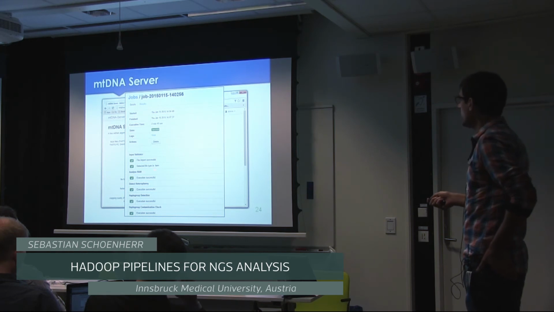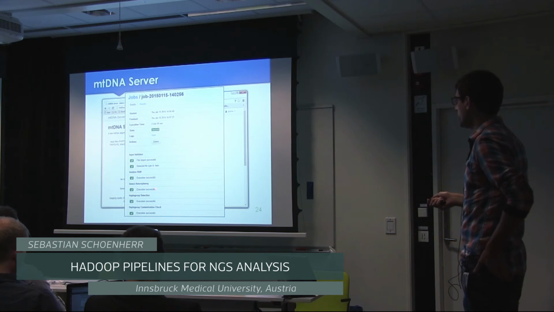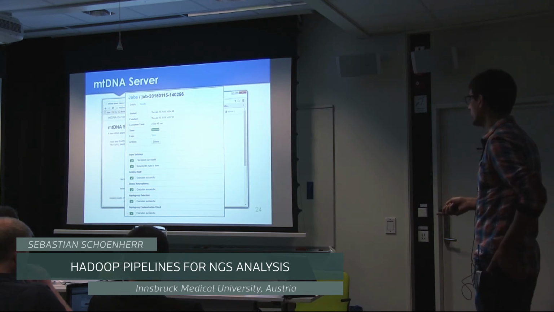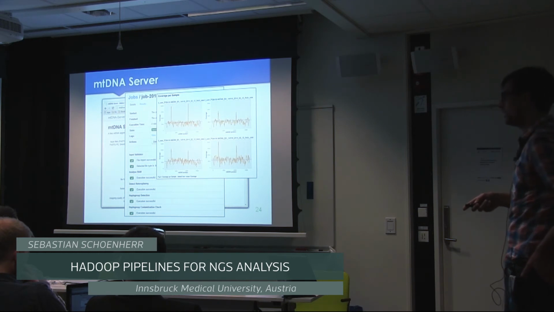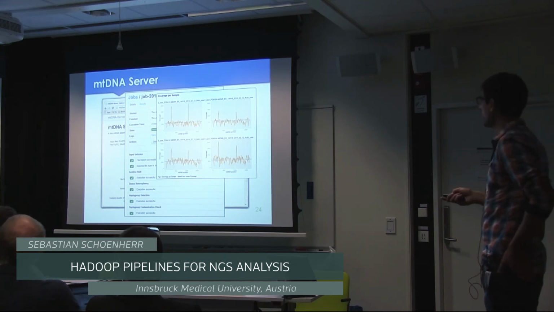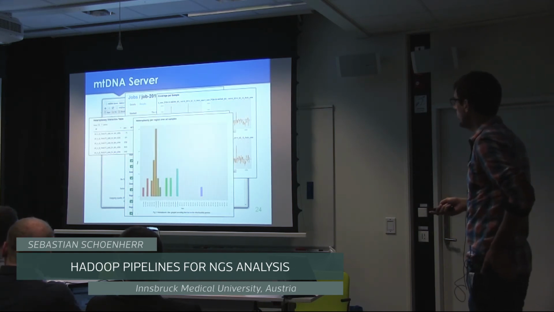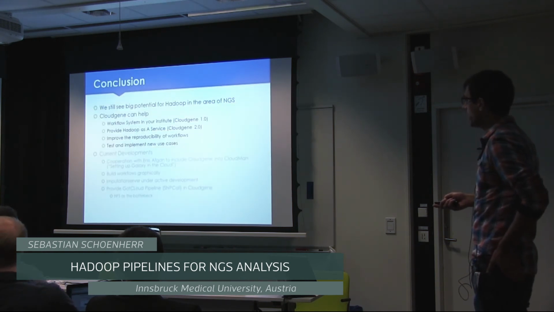As you can see, input validator here, we analyze the BAM file, then we detect heteroplasmies, haplogroup detection, and also a contamination check. And as I said in the beginning, we not only provide MapReduce, we also provide our reports. So in this example, we create some nice statistics for the user, which you can simply download from MTDNA server as well.